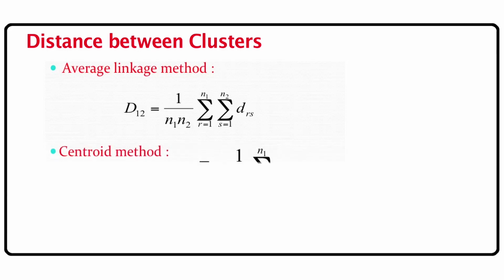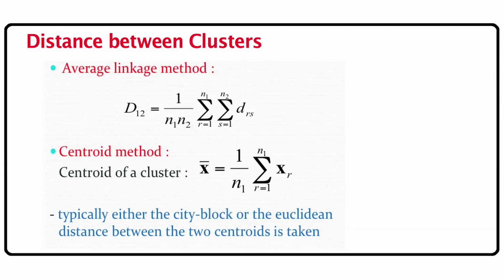A fourth very common measure is the centroid method. Now, by the centroid of a cluster we mean the mean of that cluster. So for the first group of individuals with n1 individuals, the centroid would be x bar, which is the average over the r individuals or n1 individuals in the first group.